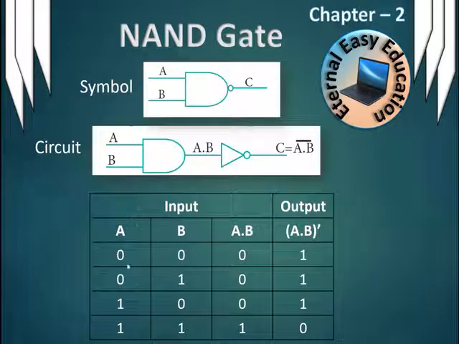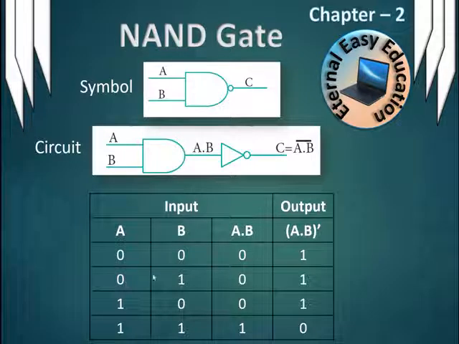Minimum we require two inputs, but we can have any number of inputs. Here we have taken only two inputs. First, the two inputs are false, so the net result is false. So the output of NAND is 1, true, because we have to reverse it.